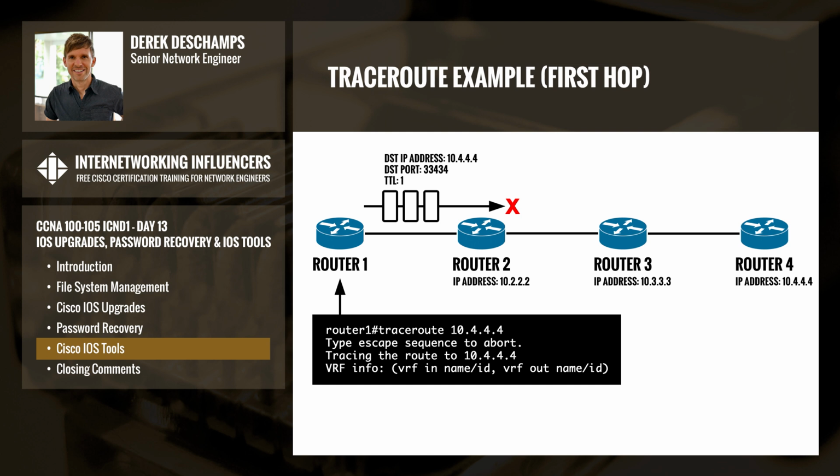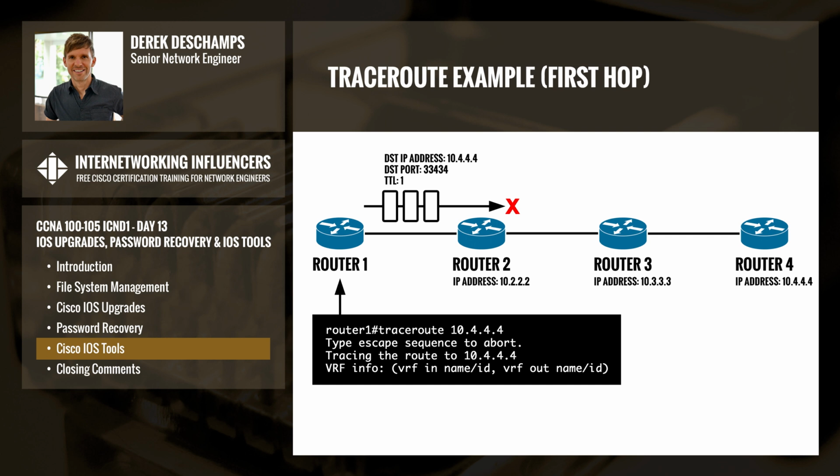router 1 would send 3 packets to router 4, destined for an invalid port number with a TTL of 1. The TTL indicates the distance in hops that the packet can travel before being discarded.